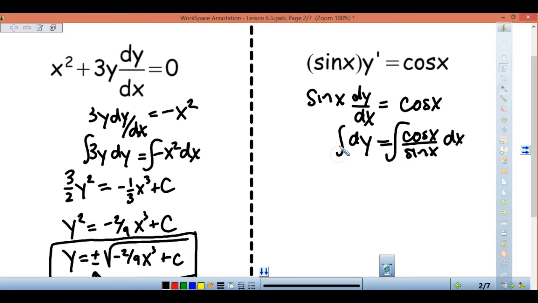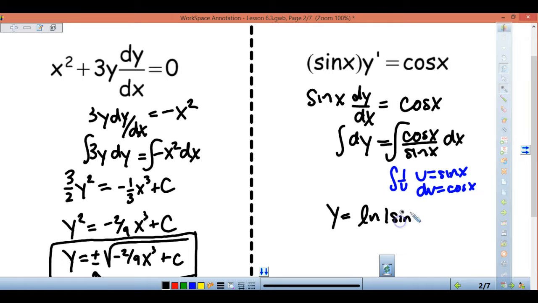All right, so this requires a u substitution on the x side, your u being sine of x, and your du being cosine. So it does turn into 1 over u on that side. All right, so if I integrate just dy, I end up getting y equals, then I'm going to have natural log, the absolute value of sine of x, plus c.